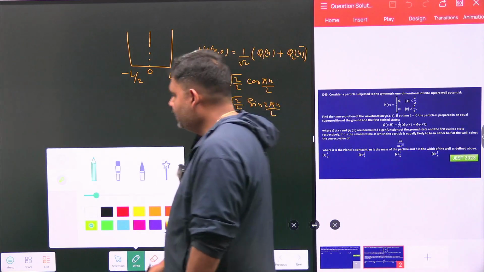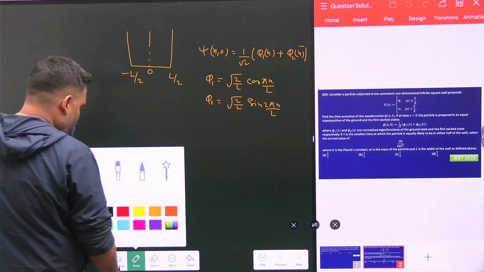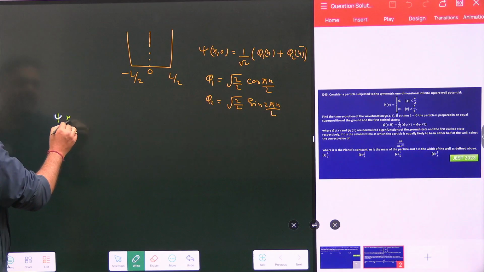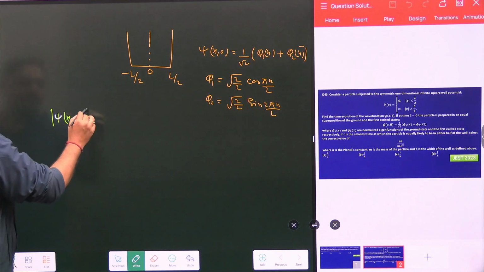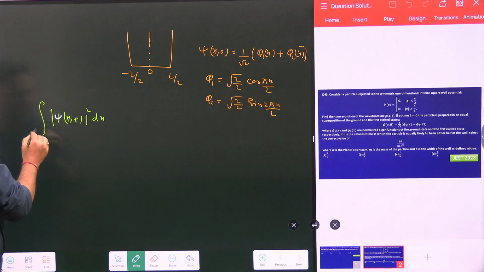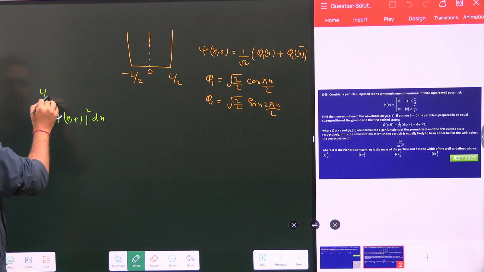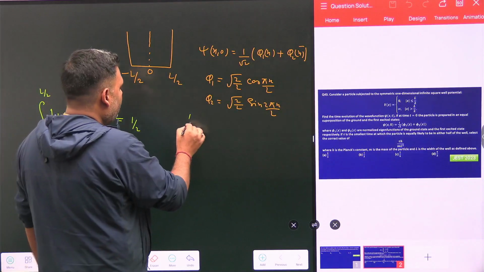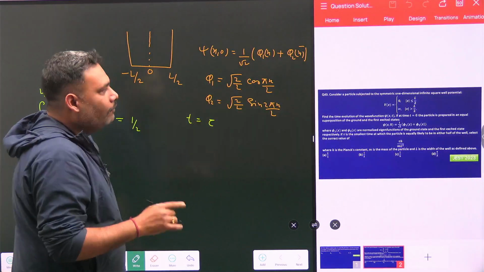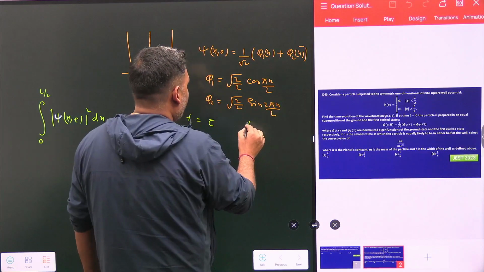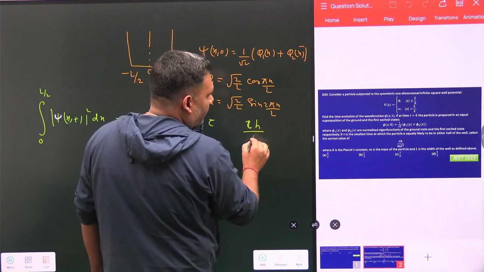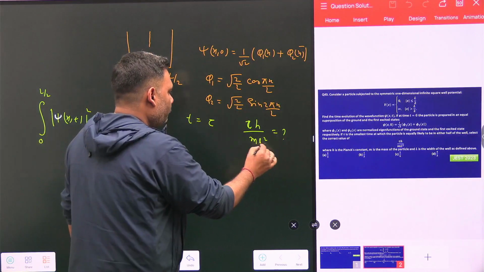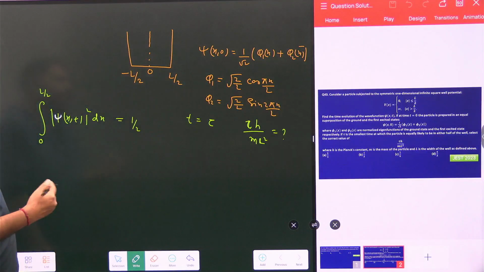And what we have to do, according to this particular problem, it is given that the integral of psi x t mod square dx over any half, so I will just take from 0 to L by 2, is equal to half. And this is at the time t equal to tau. Then we have to calculate the value of tau. So tau h upon m L square is equal to what? We have to calculate this particular value.